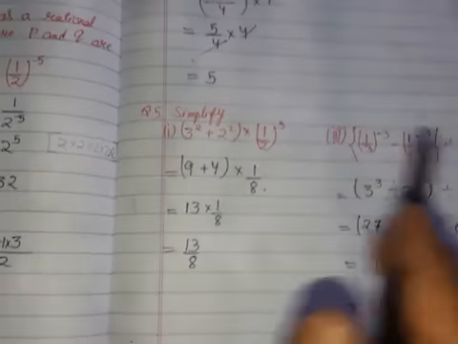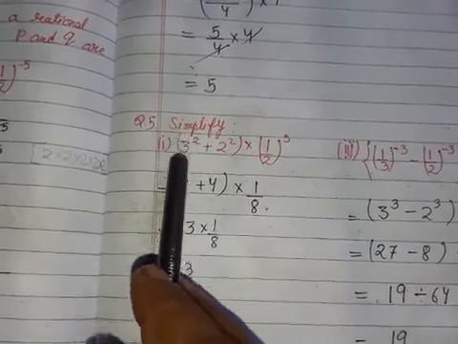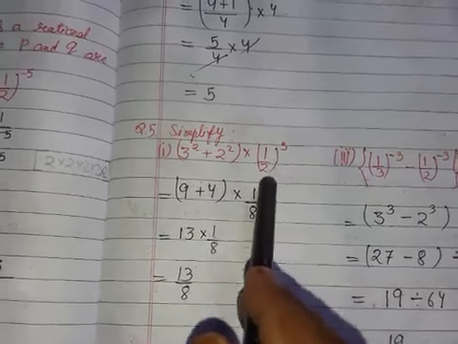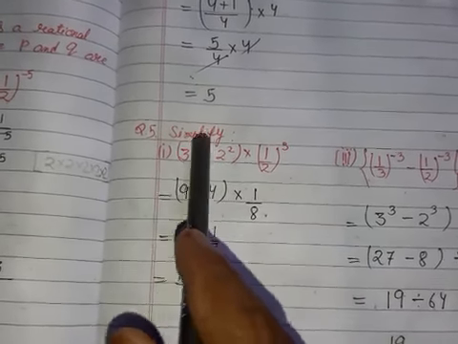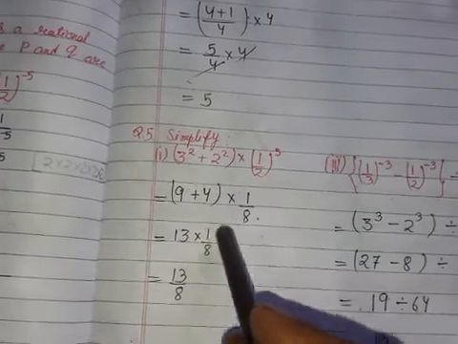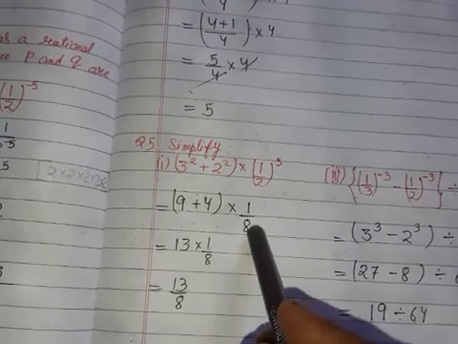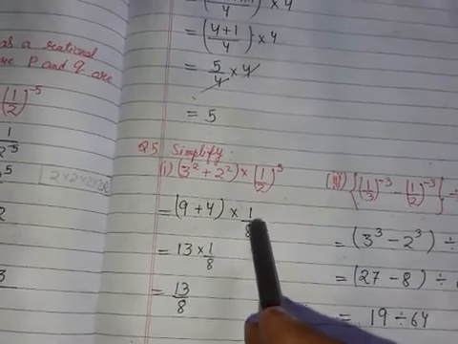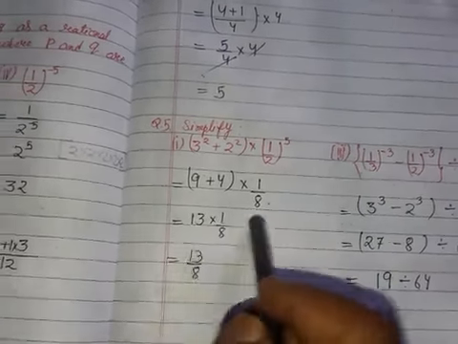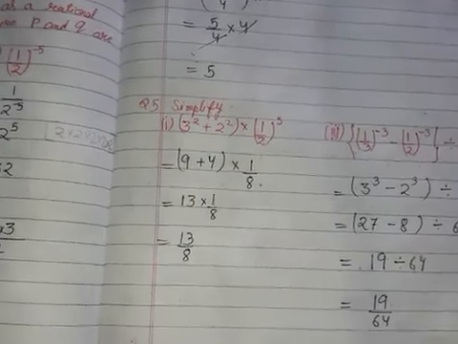Now question number 5, simplify 3 to the square plus 2 to the square into 1 by 2 to the power cube. So 3 to the square is 9 plus 2 to the square is 4, into 1 by 2 to the power cube, which is 1 by 8, because 2 to the power cube is 8. So here 9 plus 4 is 13, 13 into 1 by 8 means 13 by 8.